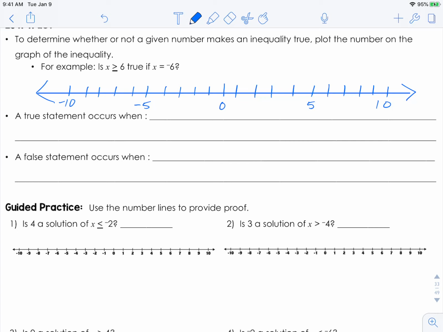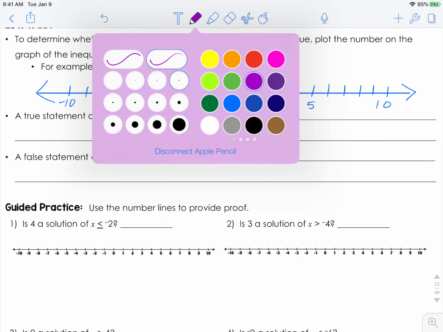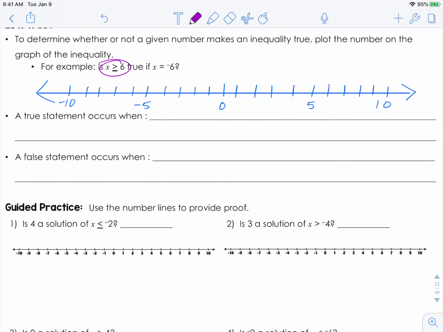So we want to know if x greater than or equal to 6 is true if x is equal to negative 6. Well, step one is going to be to actually graph this inequality. So we're going to come over here and find 6. Greater than or equal to means it's shaded in. And again, greater than, so it's going to go this way.